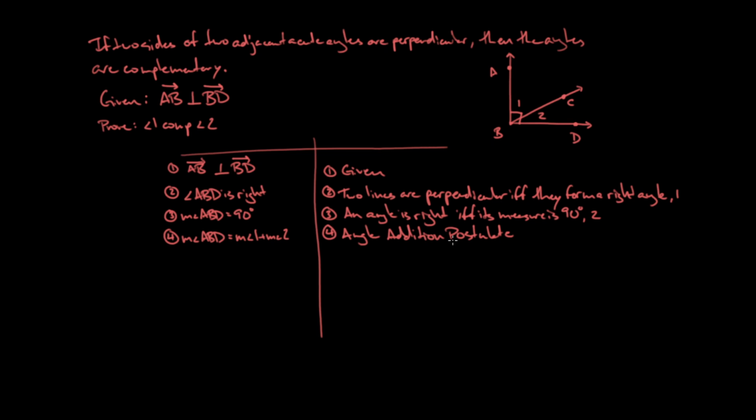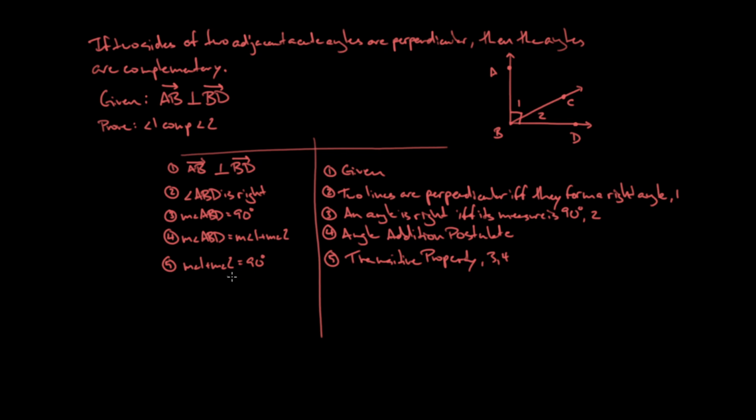Now that I have this all linked together, what does the measure of angle 1 plus the measure of angle 2 equal? Well, it has to equal 90 degrees, because these two things are both equal to the measure of angle ABD. So the measure of angle 1 plus the measure of angle 2 is equal to 90 degrees because of the transitive property. Whenever I have two things that are equal to the same thing, they must be equal to each other, which is the transitive property. So this links together statements 3 and 4 here.